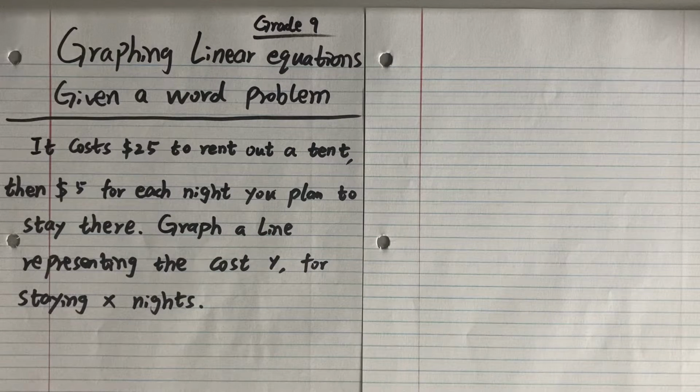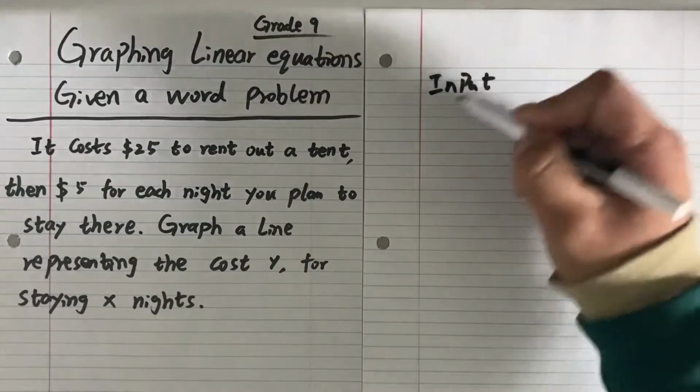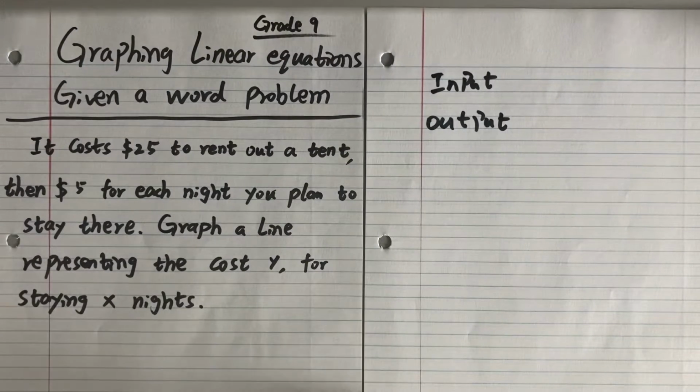So when solving these kind of problems and modeling them, it's really important to know what the input and output of this problem is. So I'm going to write input, output. So take a minute and try to figure out what is the input, the independent variable, and the output, dependent variable for this problem is.